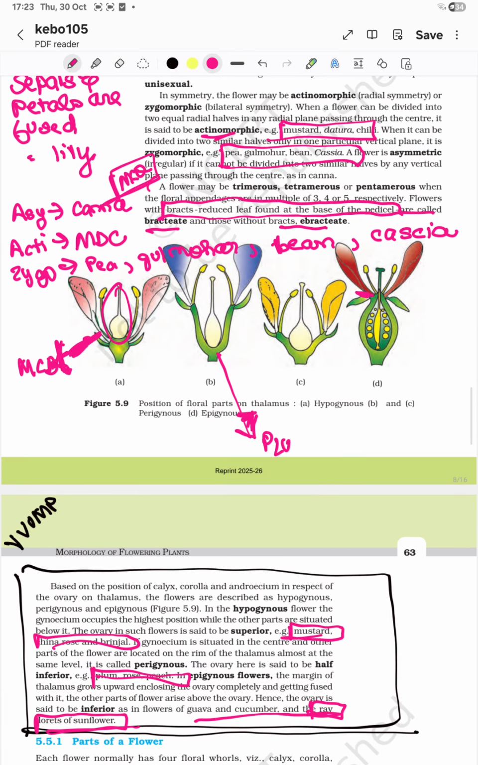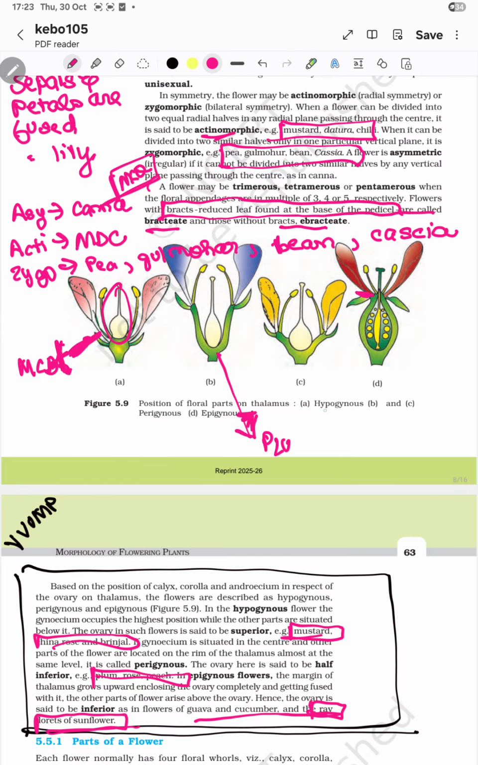Now you may be asking, why is it hypogynous when the ovary is superior? Hypo means the other parts are inferior as compared to the ovary. This is too confusing, so just remember, in hypogynous plants, ovary is superior, everything else is inferior. Perigynous, everything is at the same level. Epigynous, the ovary is below the other parts.